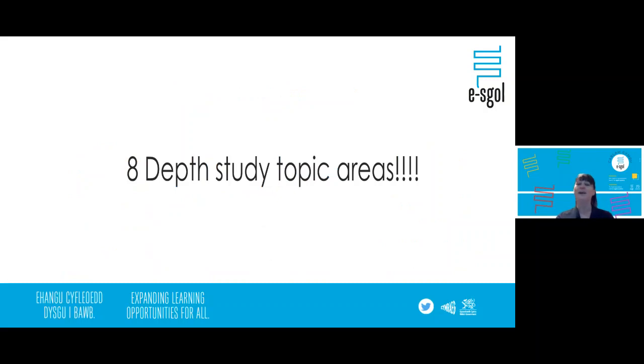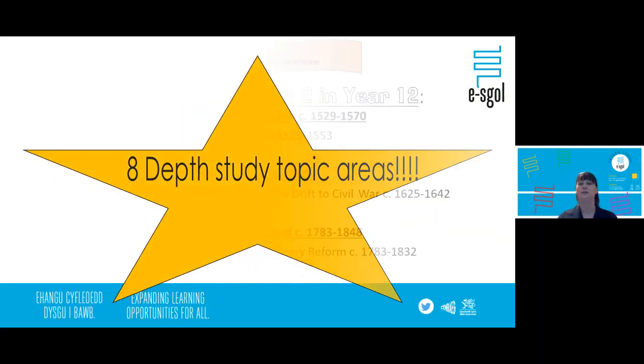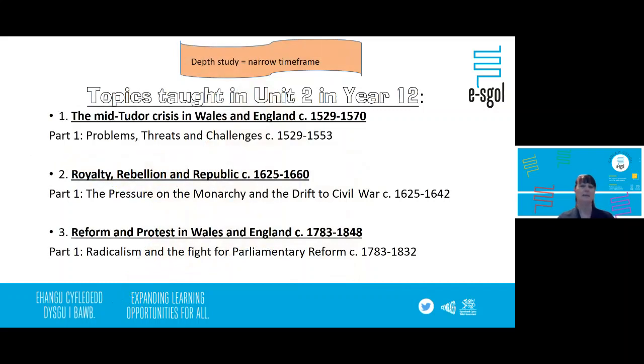So there are 8 depth study topic areas in Unit 2. Now, Unit 2 is a depth study, which means it's got quite a narrow time frame. So I'm going to run through the 8 depth studies that you could possibly be doing in your schools or colleges, and hopefully you'll be able to identify which one you actually do.